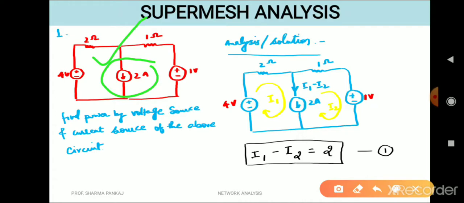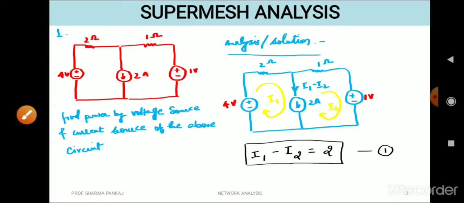This 2 ampere current source, whose direction is downward as given in the question, is common to loop number 1 and loop number 2, which makes it a supermesh analysis. We will solve this problem with supermesh analysis. The question is, in the given circuit diagram we have to find the power by the voltage source and current source.